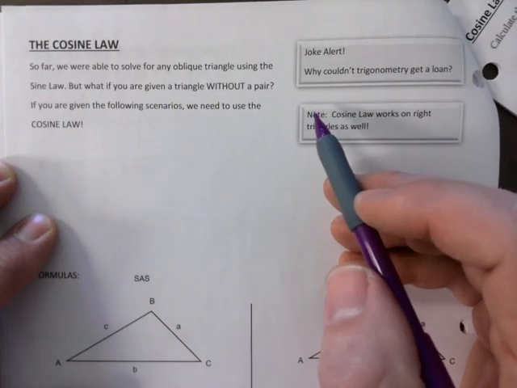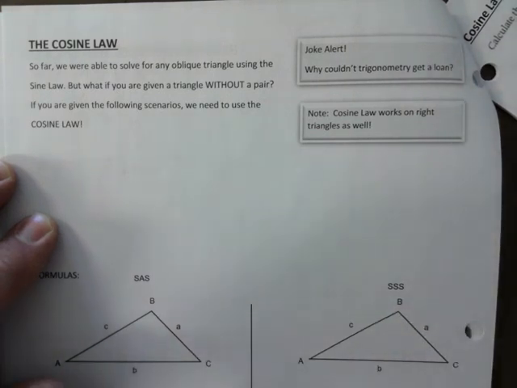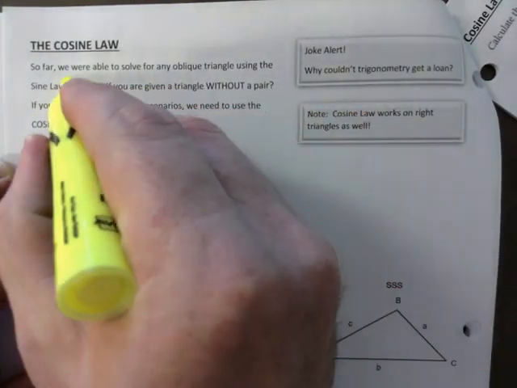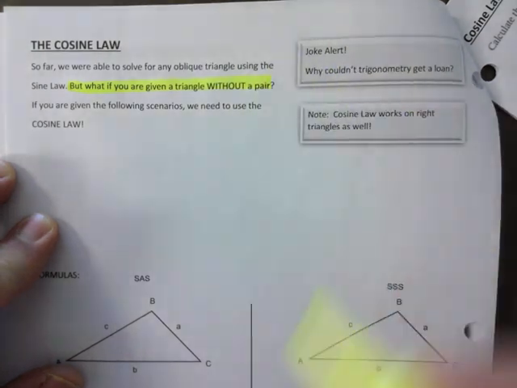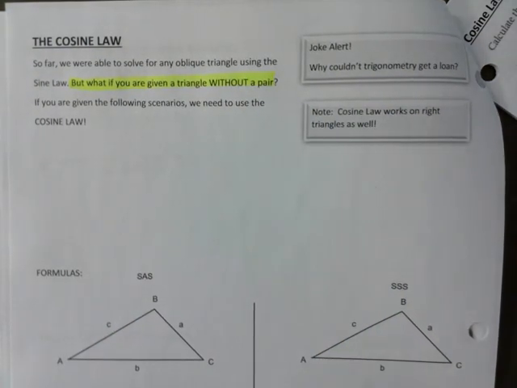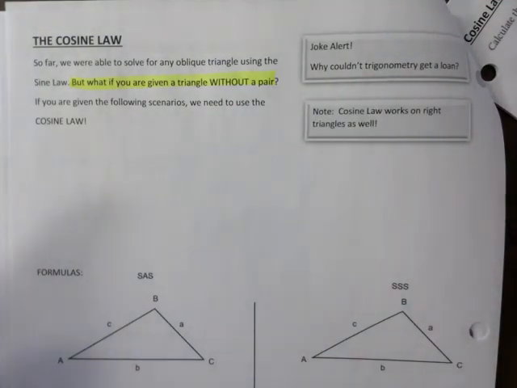All right, cosine law. So far, you're able to solve for any oblique triangle using sine law. But what if, page 15, what if you don't have a pair? What do you do then? 15, for the 15th time.